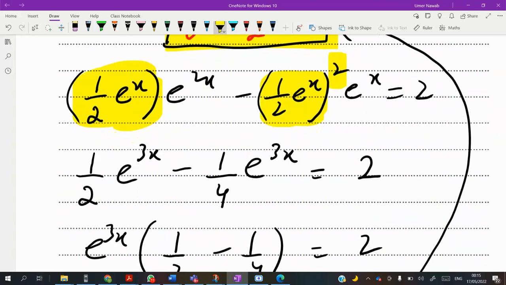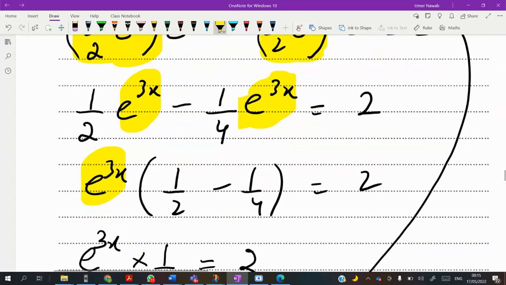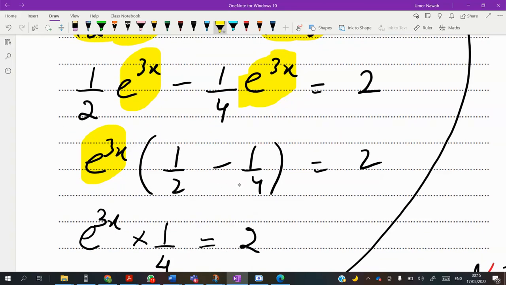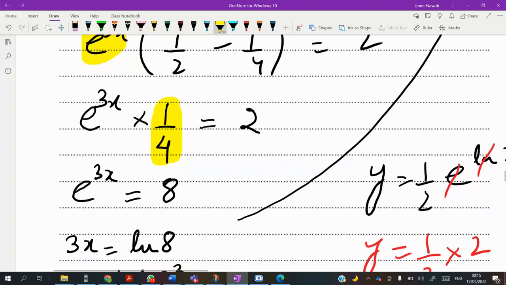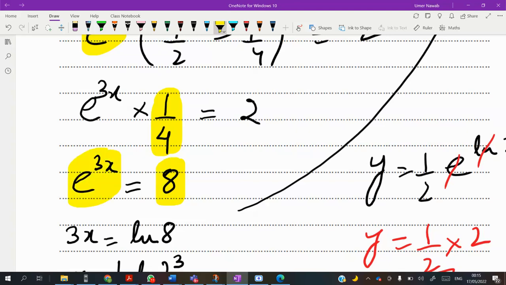Then e^x multiplied with e^2x, it is e^3x. And I took the square, 1 over 4, e^2x, and then e^x multiplied with it, so it becomes e^3x. Then I took the e^3x common. Inside the bracket, we will be having 1 half minus 1 over 4, and 1 half minus 1 over 4 is 1 over 4. The 4 goes to the other side, becomes 8. e^3x is equal to 8.